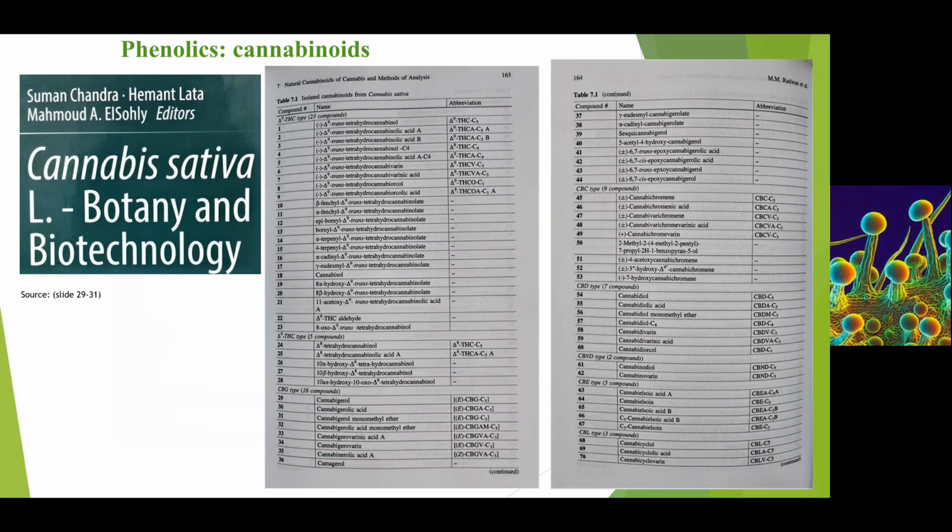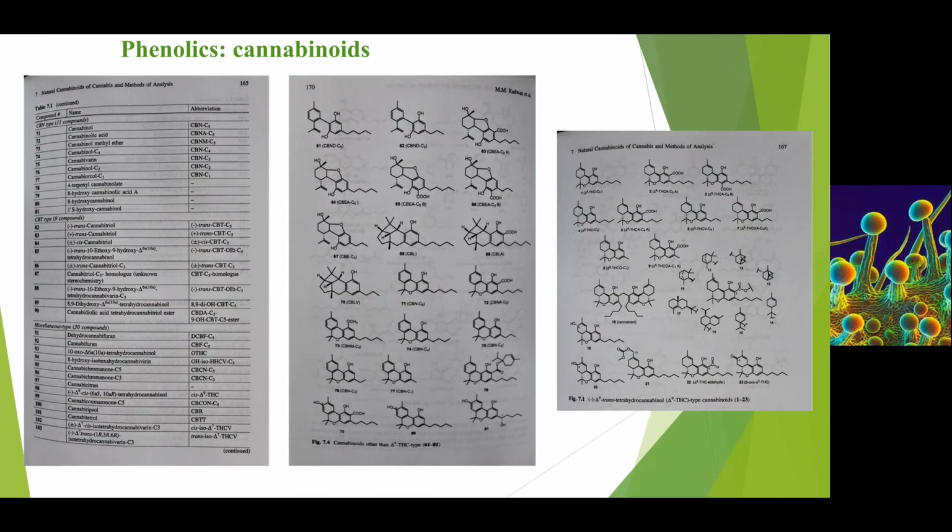Here are some of the identified compounds that have been found in cannabis. This is a wonderful book. If you would like to check it out, I highly recommend it. As you can see, all of the chemical structures have a similar phenolic base, and most are polyphenolic, having more than one phenol.